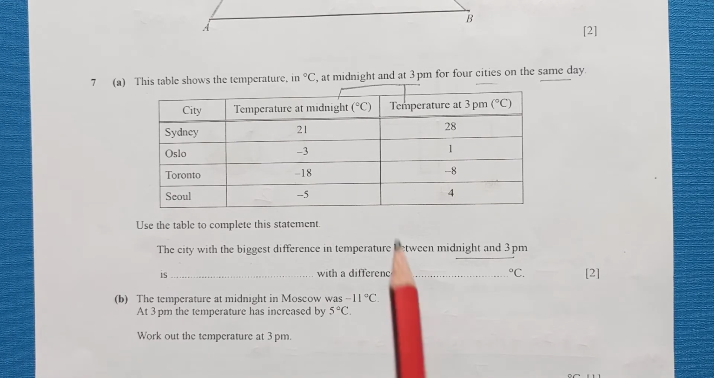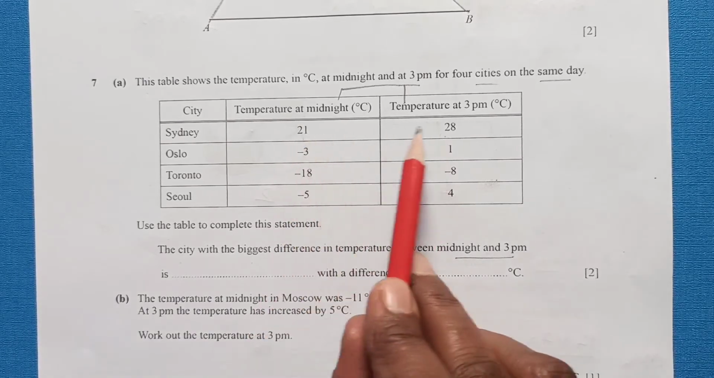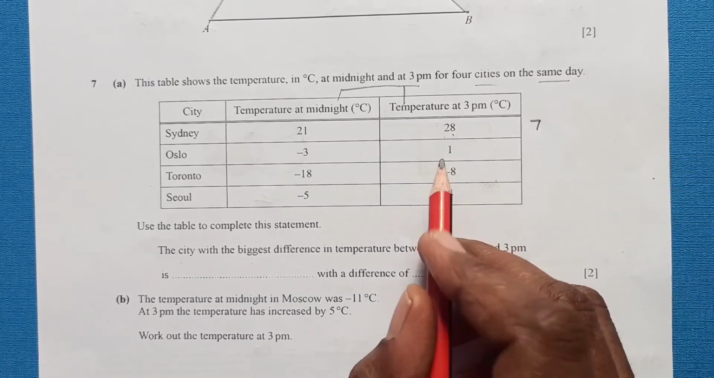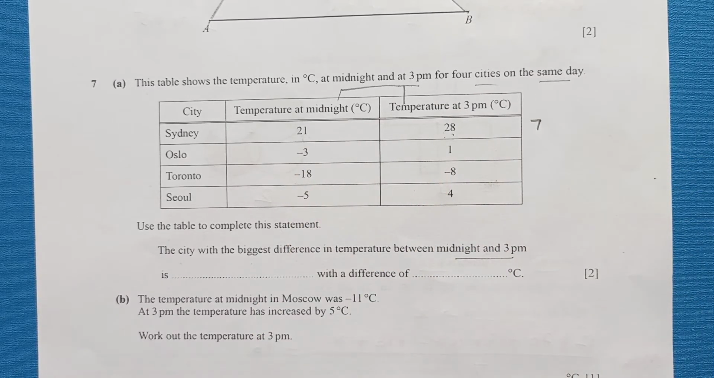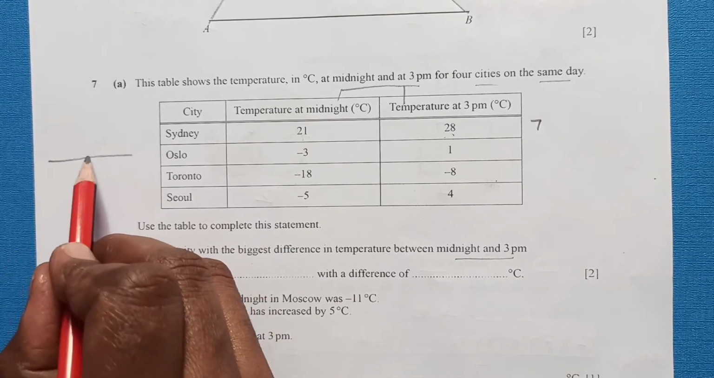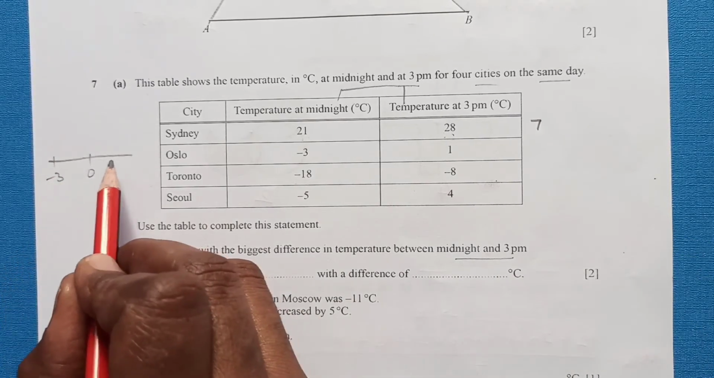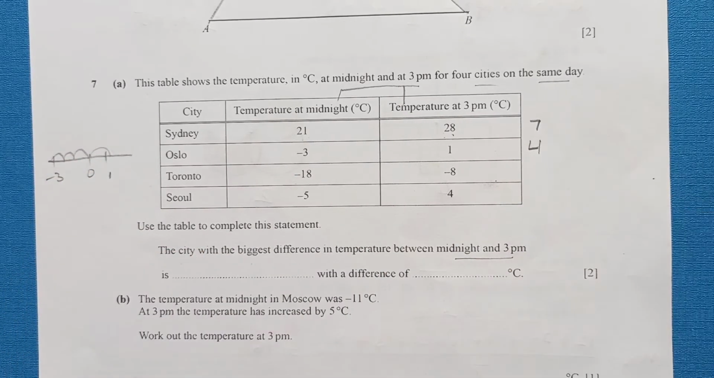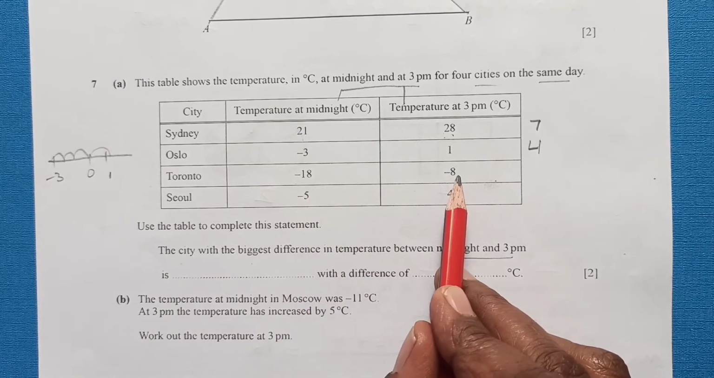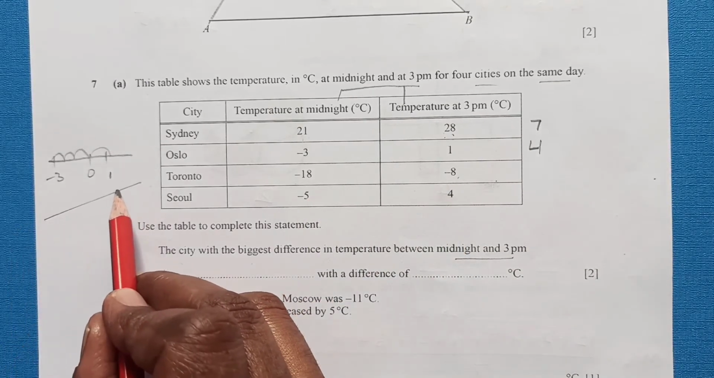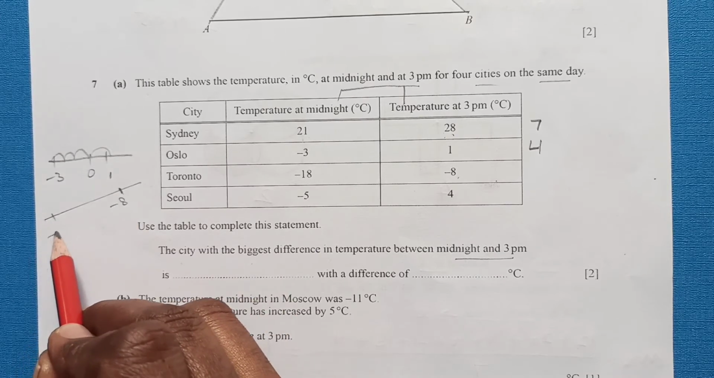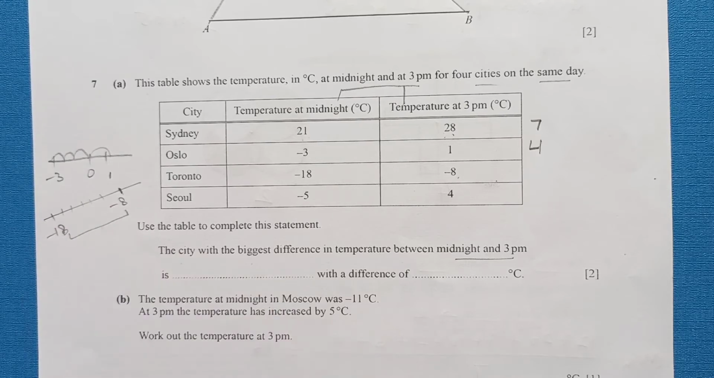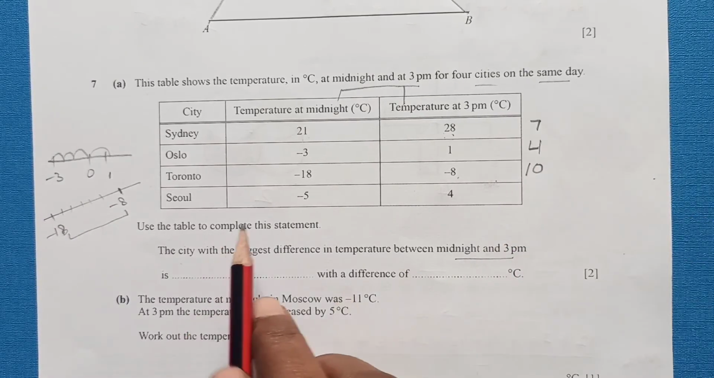For that, you see this temperature has increased by 7. 28 minus 21, the difference is 7. From negative 3 to 1: let's say this is 0, this is negative 3 and this is 1 here. So 1, 2, 3 and 1, so the difference is 4. Then 18 and negative 18. If negative 8 is here, negative 18 will be here. So we have 18 minus 8, that is 10.